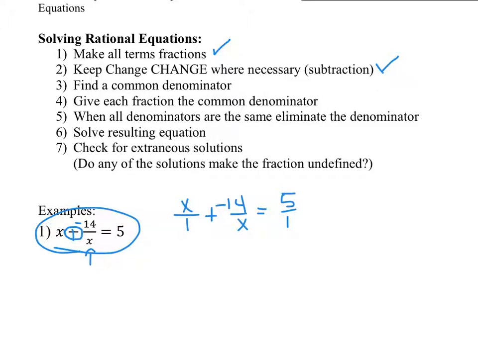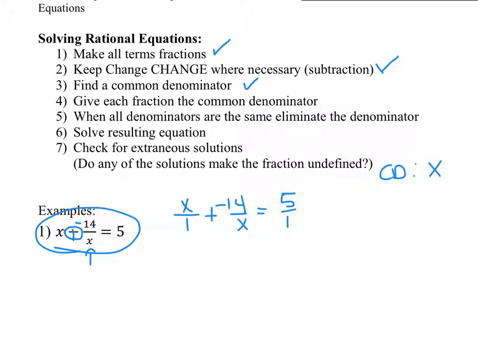Next thing we want to do is find a common denominator. So we want to find a common denominator for all three, or every single term in this equation. If you see here, we have a 1, an x, and a 1. A common denominator isn't really difficult to figure out. It would just be x.